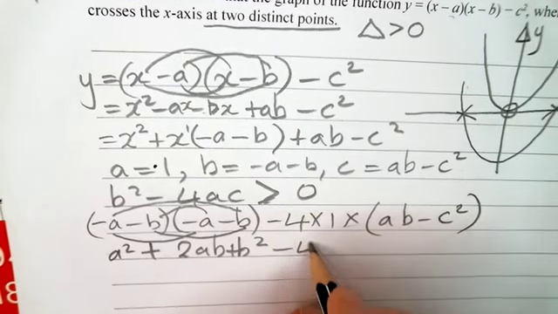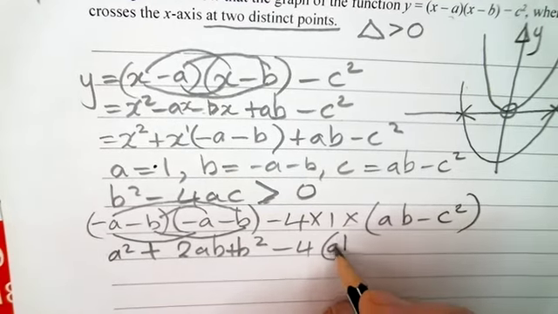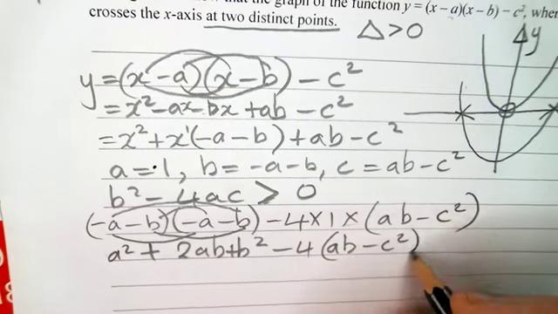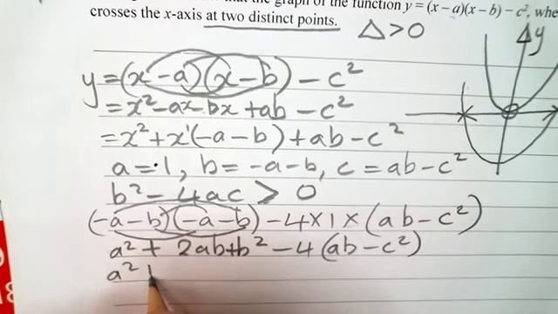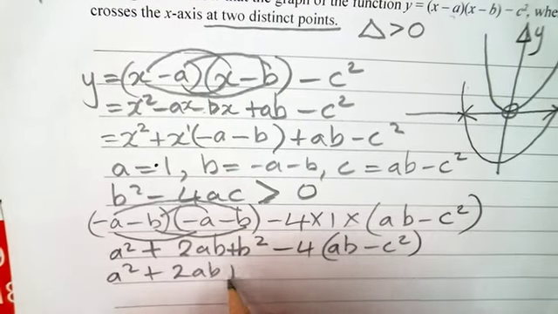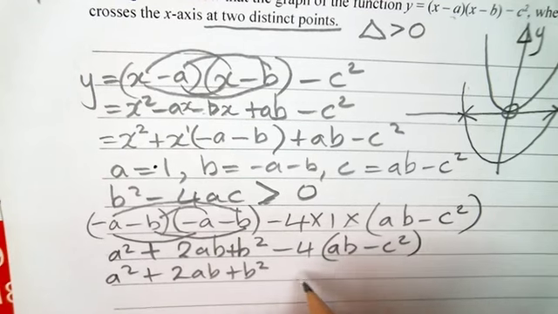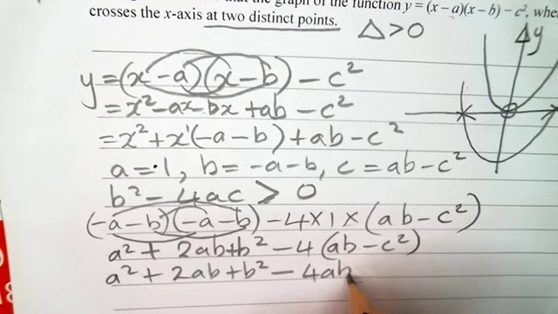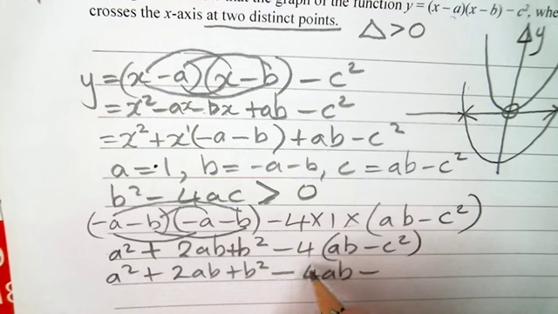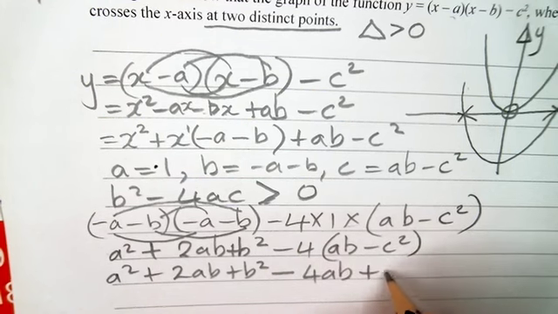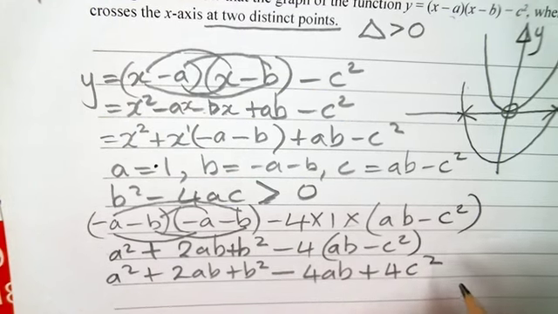This is minus 4 lots of this thing here, which is a, b minus c squared. Let's expand all that out. So I've got my a squared plus my 2ab plus b squared minus 4ab, or sorry, plus, negative times negative is plus 4c squared.